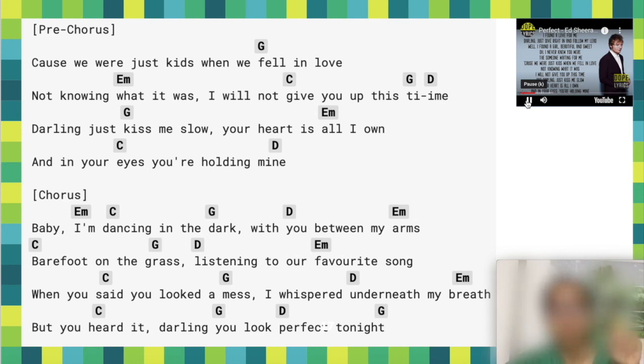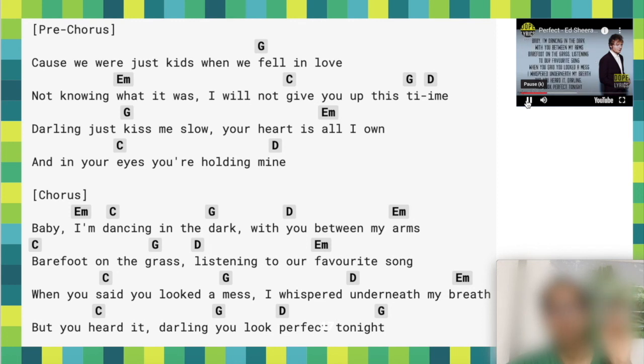Because we were just kids when we fell in love. Change. 1, 2, 3, 4. Change. 1, 2, 3, 4. Change. 1, 2, 3, 4. Darling, just kiss me slow. Your heart is all I own. And in your eyes, you're holding mine.